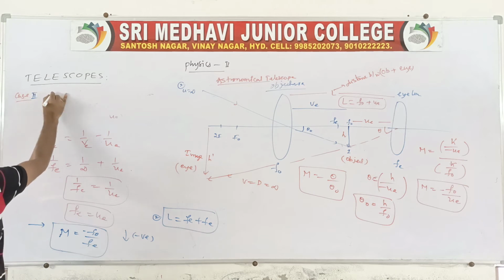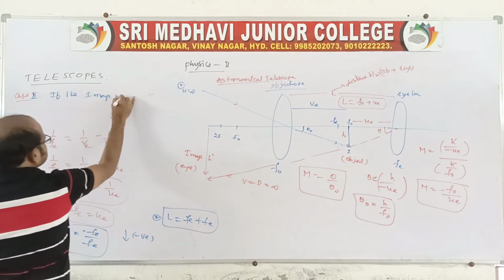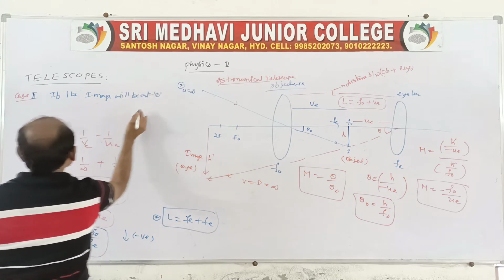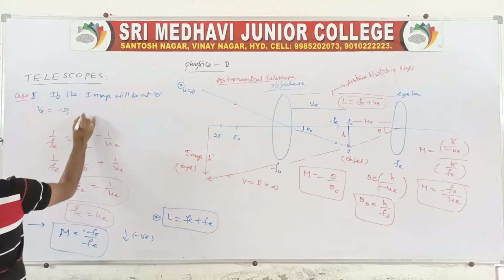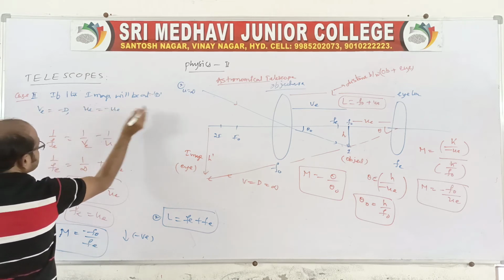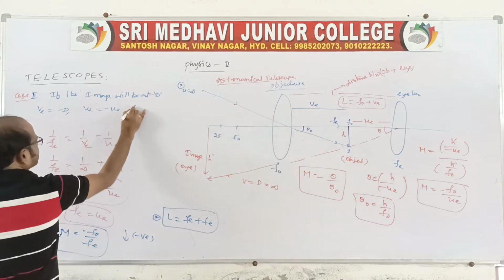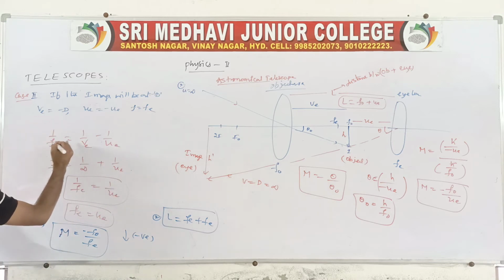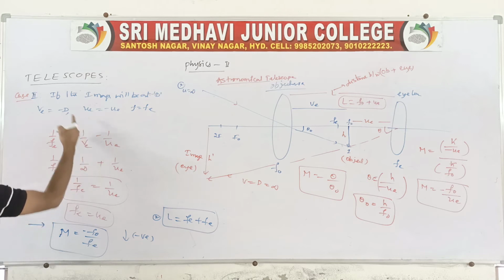If the image is formed at D, that is, VE is equal to minus D, therefore you take UE as minus U, because we are only taking the eye lens, not the objective lens. And the focal length will be Fe, therefore 1 by Fe is equal to 1 by VE minus 1 by UE, therefore you substitute all these values here.